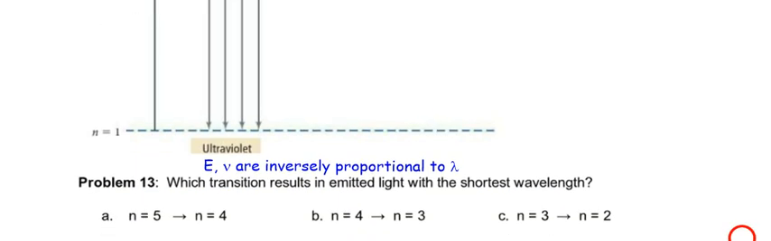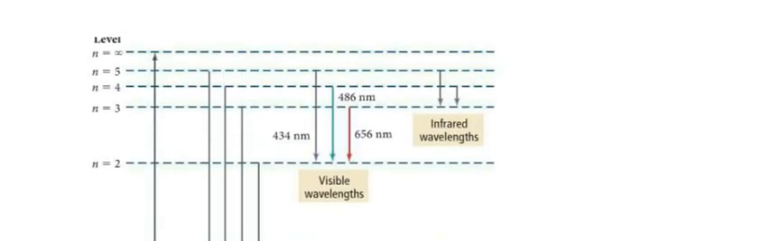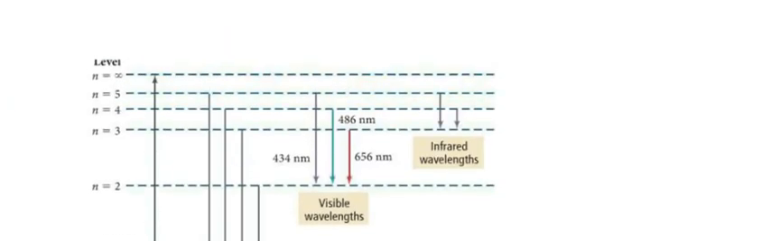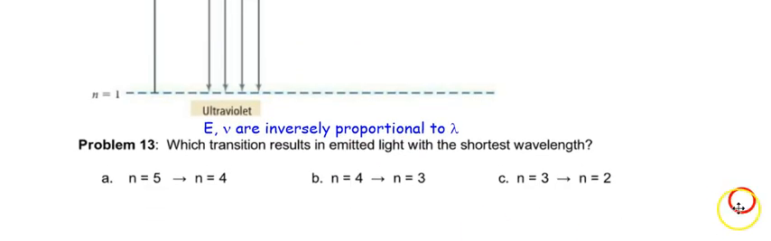So to answer the next question here, which results in the emitted light with the shortest wavelength? Well, what would that mean? The one with the what? Largest energy jump. Well, look at these pictures up here. What would be my largest energy jump from 5 to 4? What else do I have? 4 to 3 or 3 to 2? Which is my largest jump? Well, hopefully you picked 3 to 2. Okay.